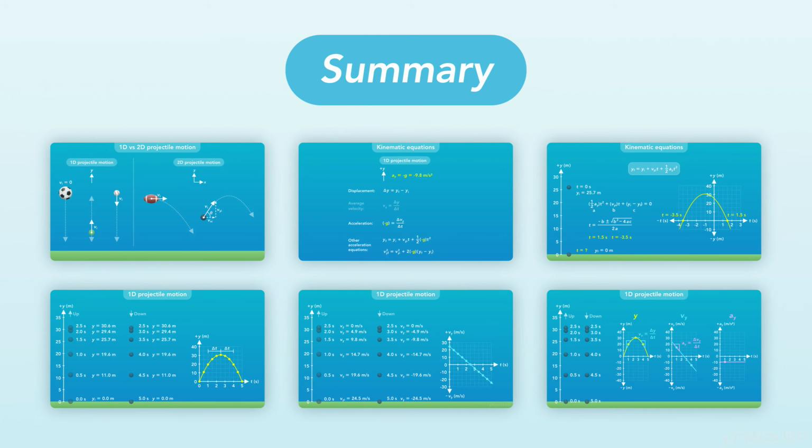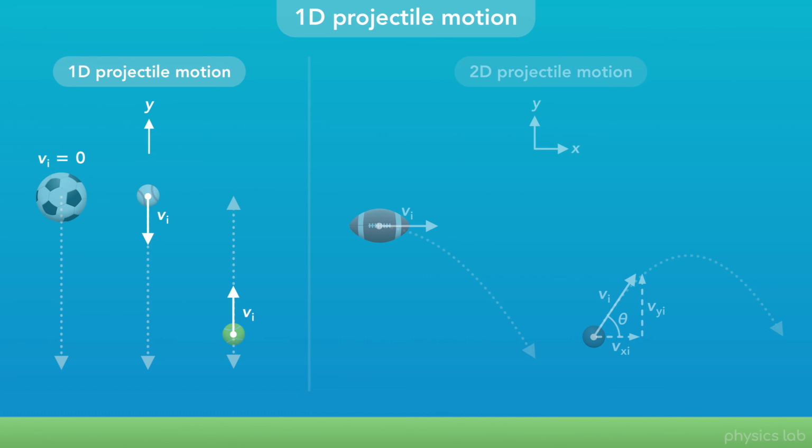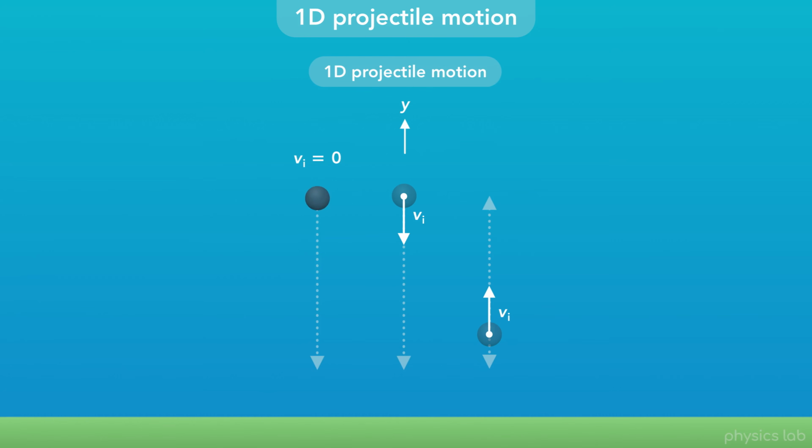That's everything we're going to cover in this video. Let's do a summary of what we need to know. In one-dimensional projectile motion, an object only moves in the y direction, or the vertical direction. The object could be dropped from rest with no velocity. It could start with a downwards velocity, or an upwards velocity.